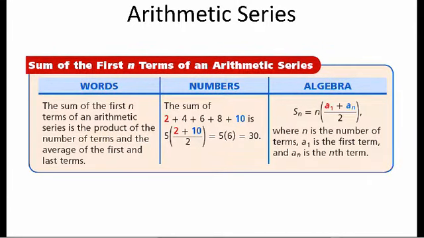The sum of the first n terms of an arithmetic series is the product of the number of terms and the average of the first and last terms. That is a bit wordy. So let's take a look at the number example.